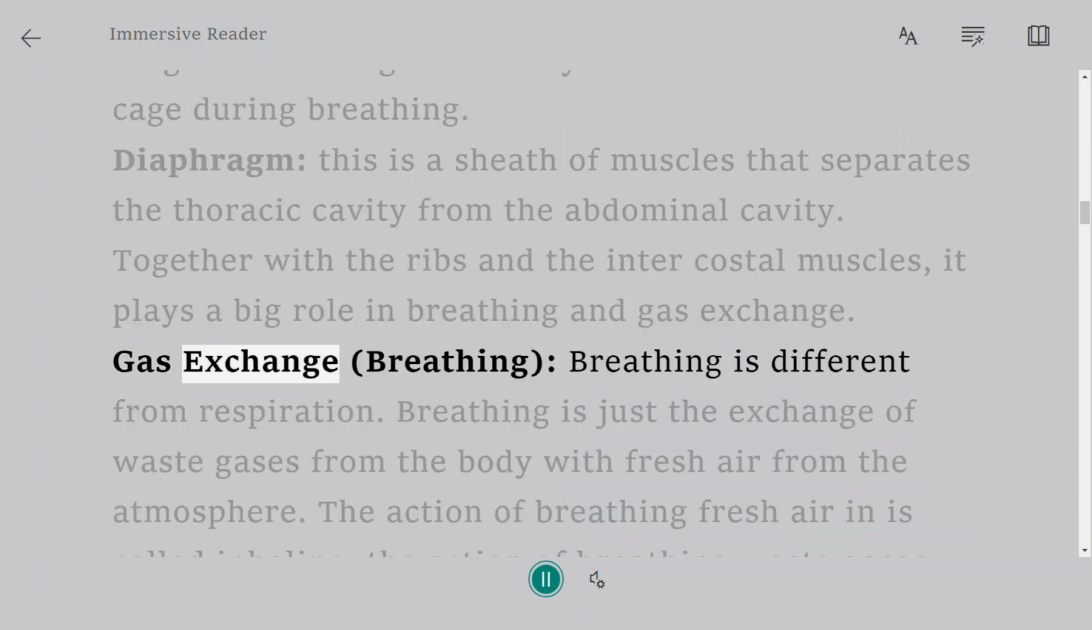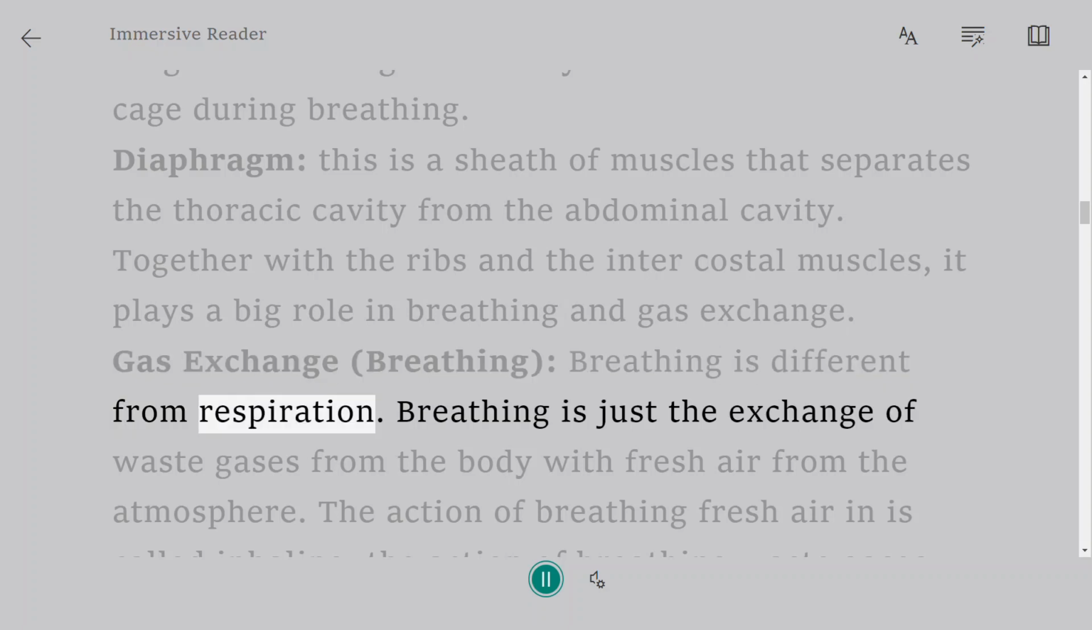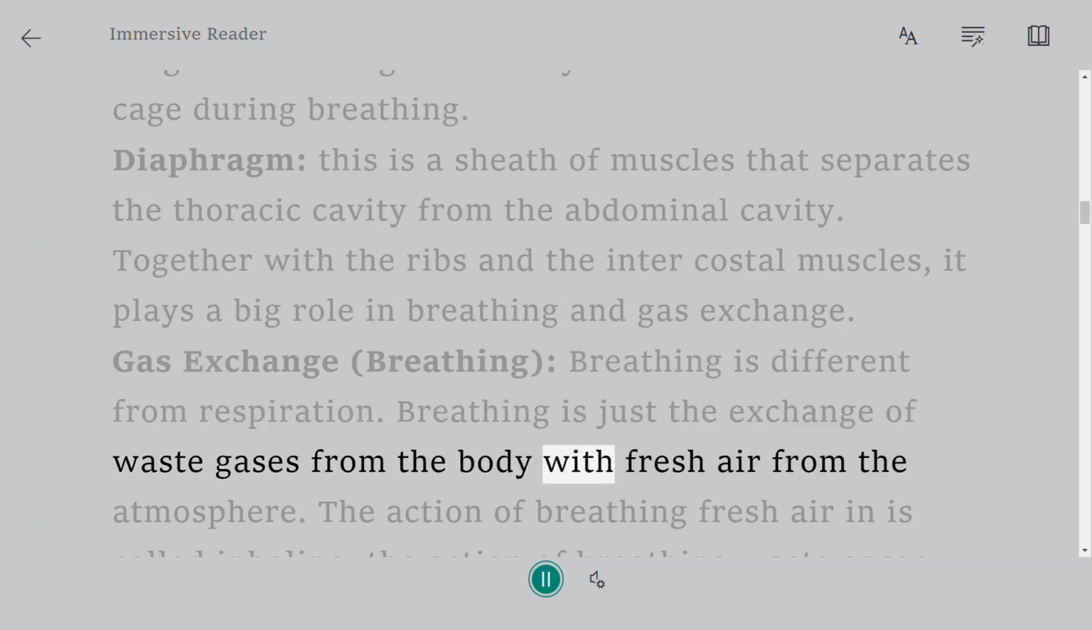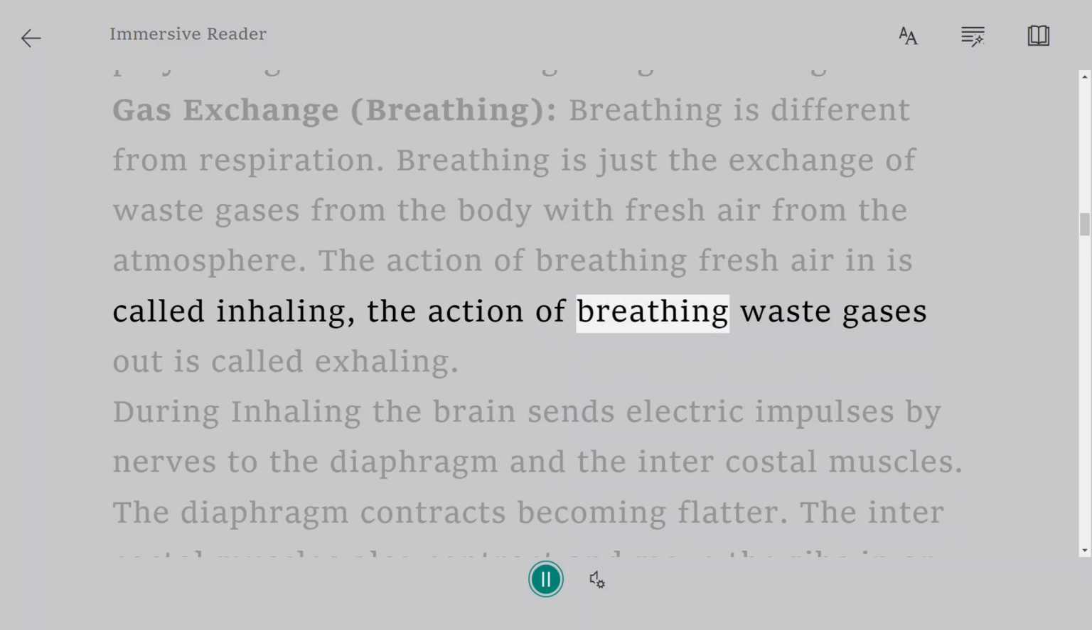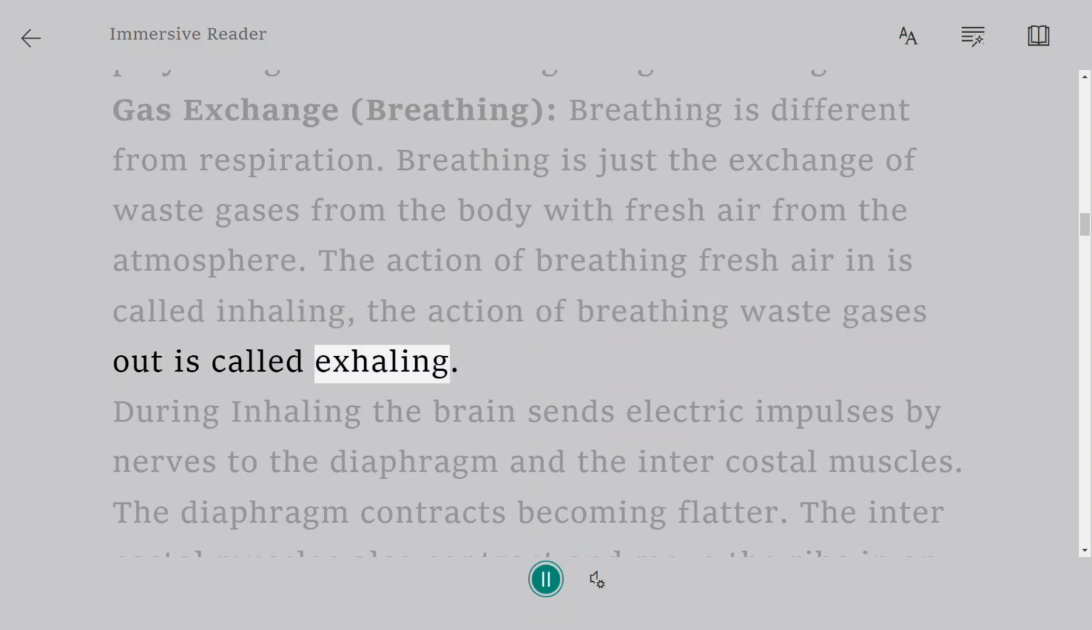Gas exchange. Breathing is different from respiration. Breathing is just the exchange of waste gases from the body with fresh air from the atmosphere. The action of breathing fresh air in is called inhaling. The action of breathing waste gases out is called exhaling.